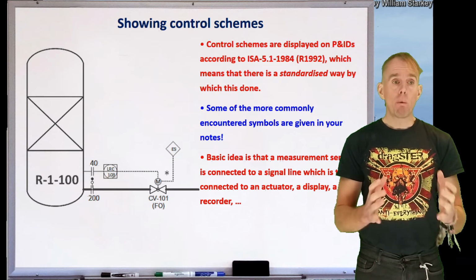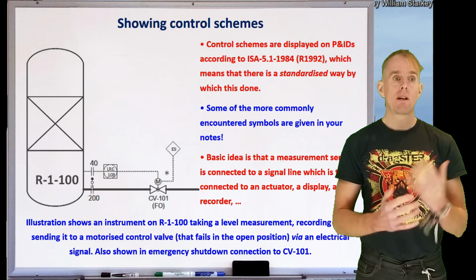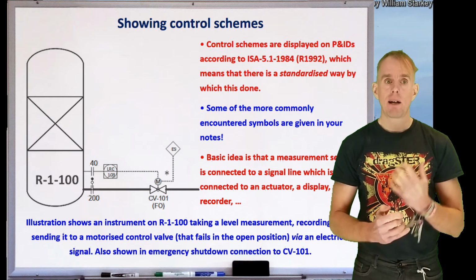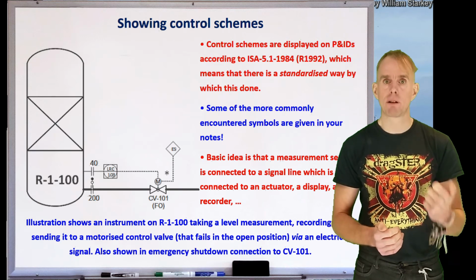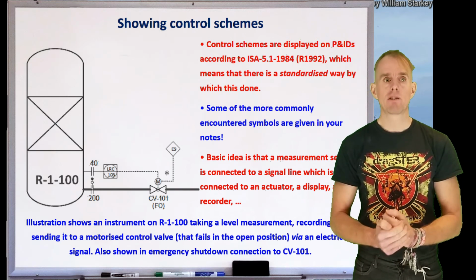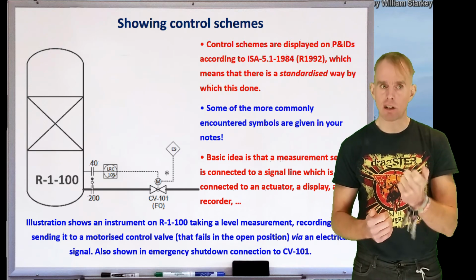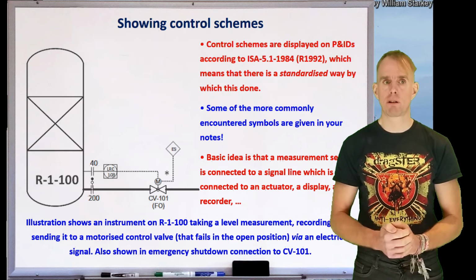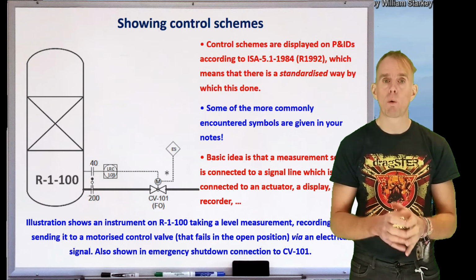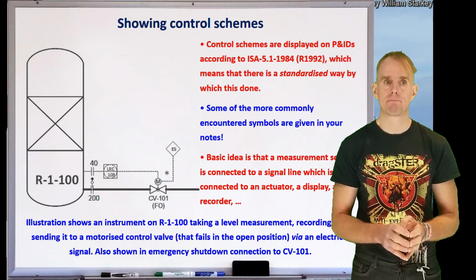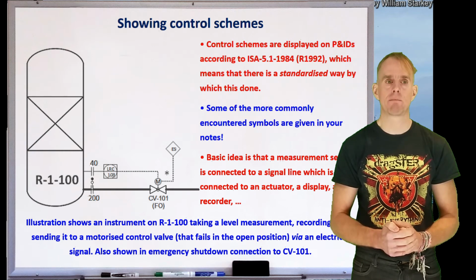So, what we're displaying on this particular diagram is that we've got the base of R100, an instrument that is taking a level. So LRC is a level recorder controller, and so that control element is sending an electrical signal, which is the dashed line, through to a motorized control valve, which will know how much to open or how much to close according to the set point level. We're going to talk a lot more about how we think about this in the next part of this lecture.